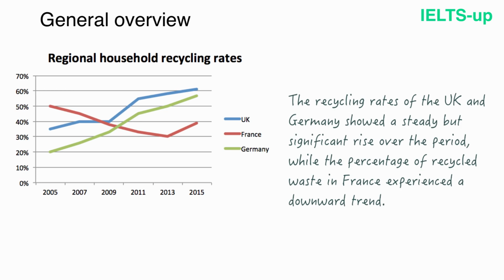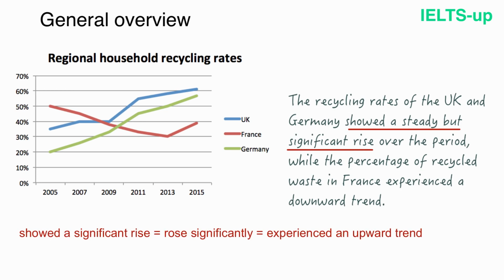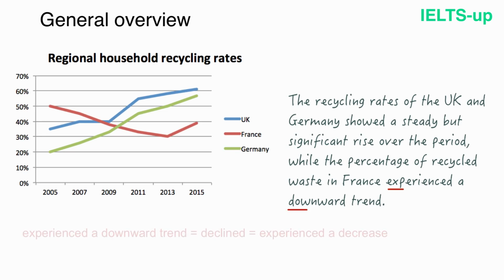Next, instead of "showed a significant rise," I could also use "rose significantly" or "showed an upward trend." And instead of "showed a downward trend," I could say "declined," "experienced a decrease," and so on. So that's all with our overview.